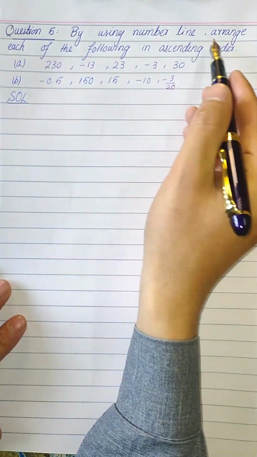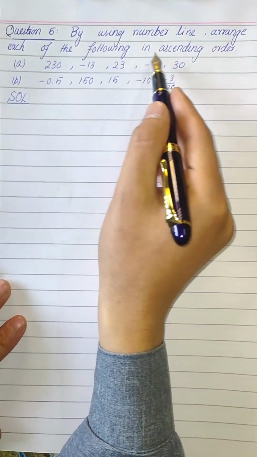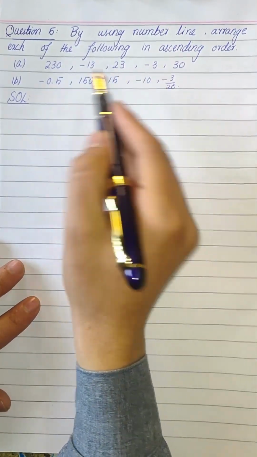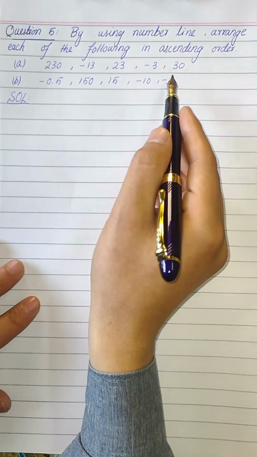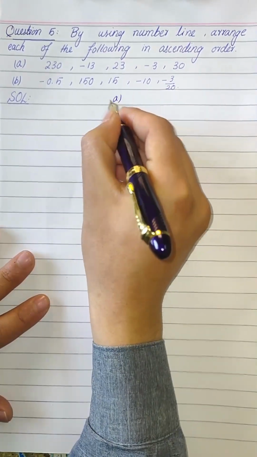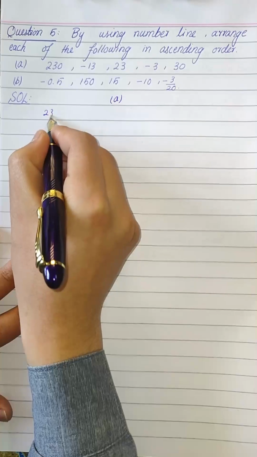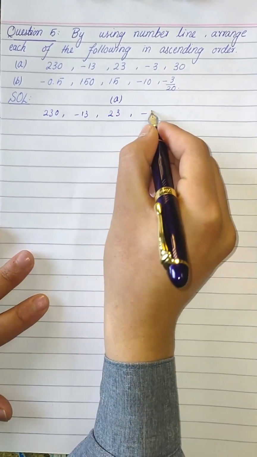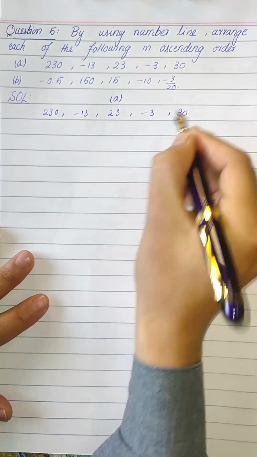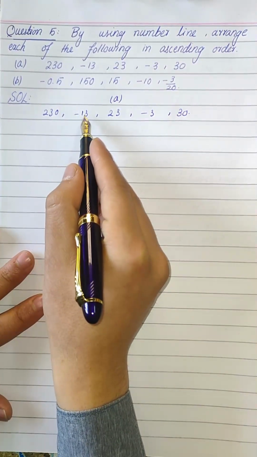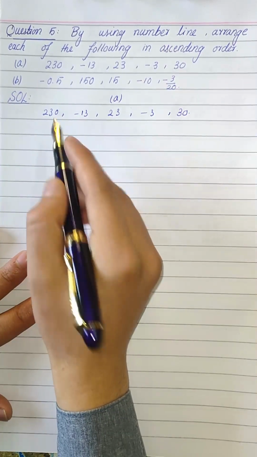Question number 5. By using number line, arrange each of the following in ascending order. So we have to use the number line and we have to arrange this set of numbers in ascending order. So first of all, we have part A. In part A, we have 230, minus 13, 23, minus 3 and 30. So here the smallest value possible given is minus 13 and the largest is 230.